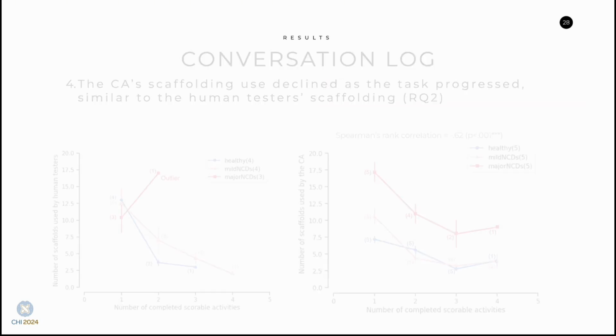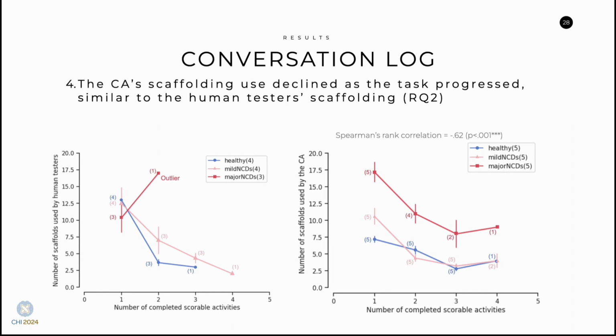To address RQ2 objectively, we conducted an analysis of the conversation log regarding the CA's usage of scaffolding for the participants completing each scorable activity throughout the study. We identified a decline in scaffolding use aligning with the pattern of the human tester's scaffolding use. This implies that the CA's scaffolding possibly facilitated participants' comprehension of the task and promoted their independence, thus addressing RQ2.